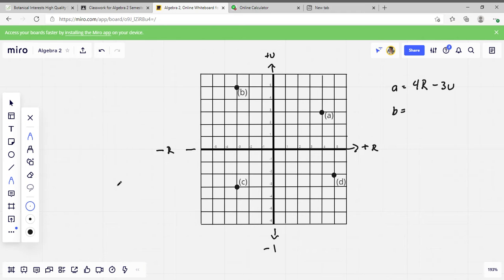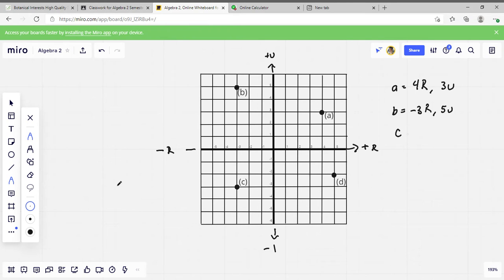For B, I went backwards 3, so negative 3R, and then I went up 5, so it's positive. I'm going to put a comma in between those two. There we go. That would be 5 up.